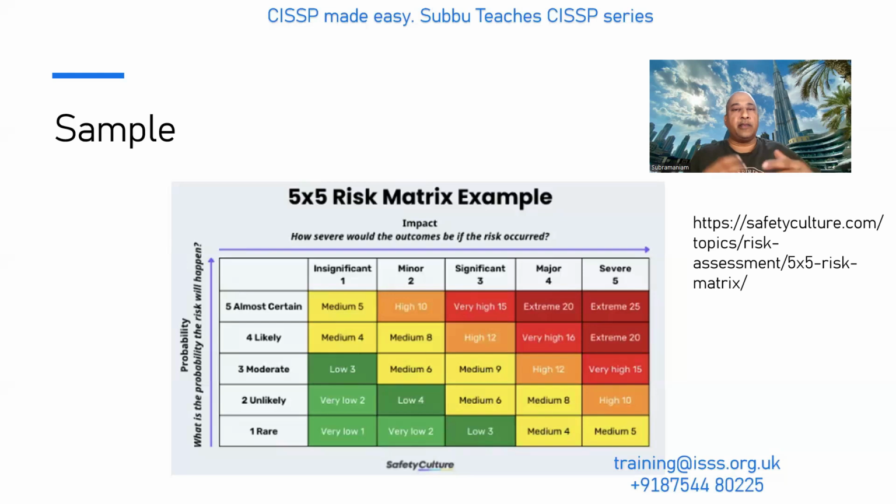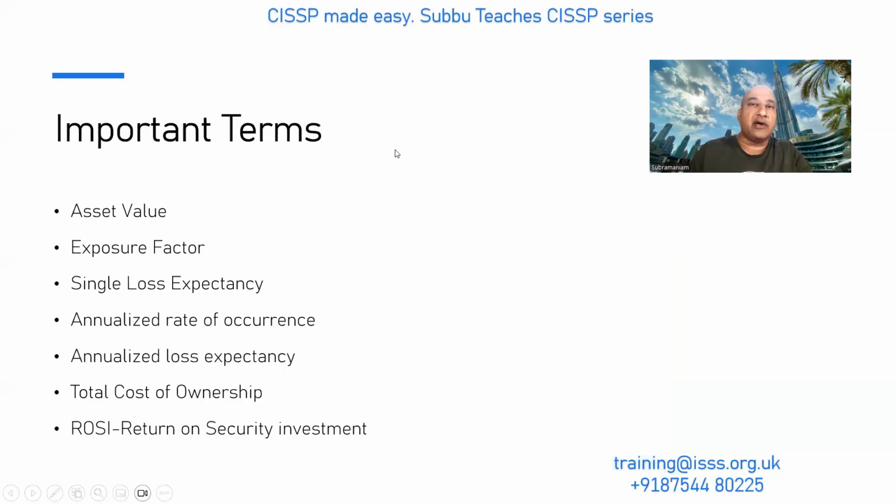So probability multiplied by impact on this particular risk matrix is actually going to form the veritable base for you to approach the risk treatment plans. ATMA, avoid, transfer, mitigate, and accept, is what we actually saw in the previous video. Important term: asset value. We've got tangible asset and intangible asset. We haven't discussed it yet.